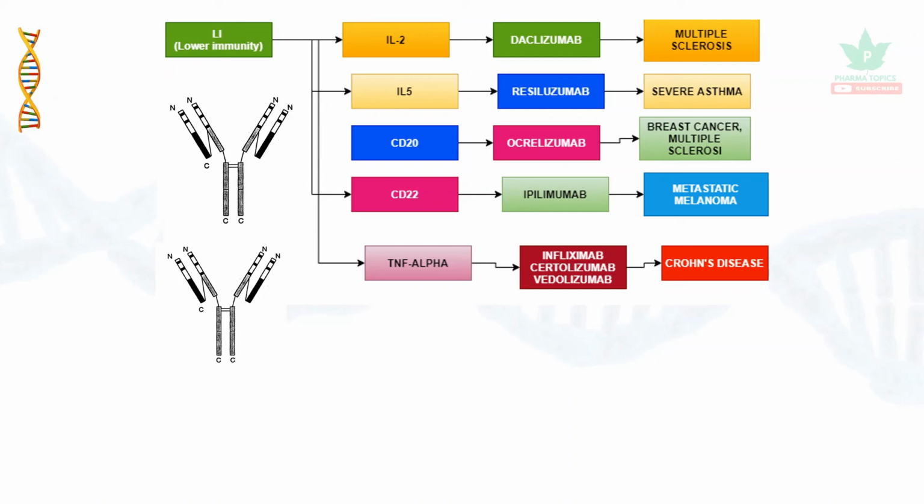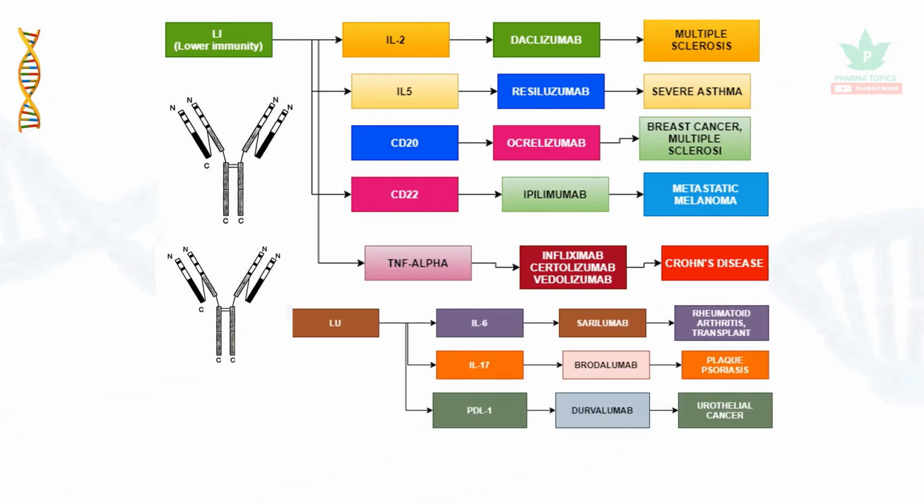Daclizumab, given for multiple sclerosis, contains LI. Reslizumab given for severe asthma. It targets IL-5. Then ocrelizumab targets CD20, given for treatment of breast cancer and multiple sclerosis. Ipilimumab targets CD22, given for metastatic melanoma. Infliximab, certolizumab and vedolizumab are all targeting the TNF alpha receptors. They are given for Crohn's disease.